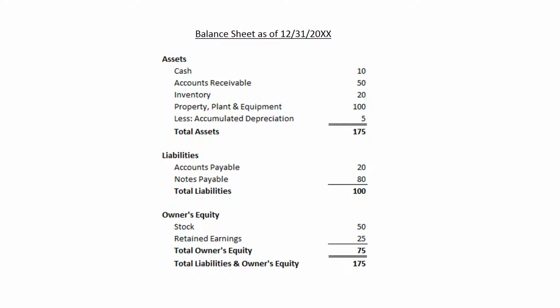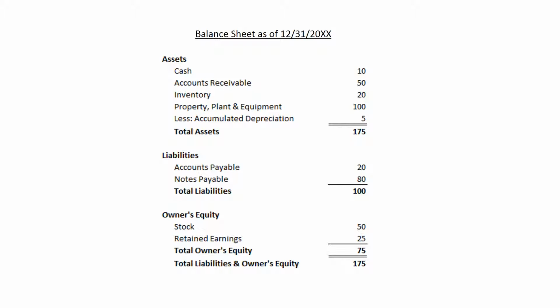Now let's look at the liability section. So the first line here is going to be accounts payable. This consists of any expenses the company has incurred but has not yet paid for. For example, if the company received an electric bill for $20 but has not yet paid the bill to the electric company, it would go here in accounts payable. The following line is notes payable, which consists of any debt instruments the company has taken on, such as a loan. Now let's look at owner's equity.